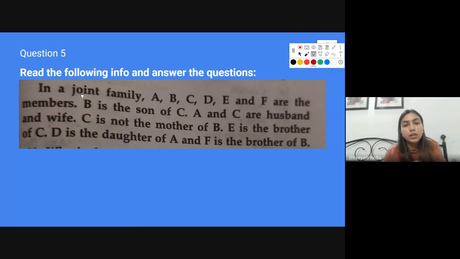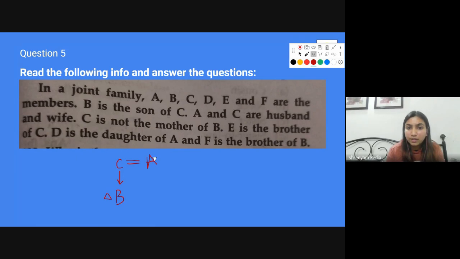So now, let's see how you solve a question like the one on the screen. Now we have question number 5 on the screen. So here you start making a diagram. Okay. So B is the son of C. We have B, who is the son. So we know that B is male. B is the son of C. A and C are husband and wife.